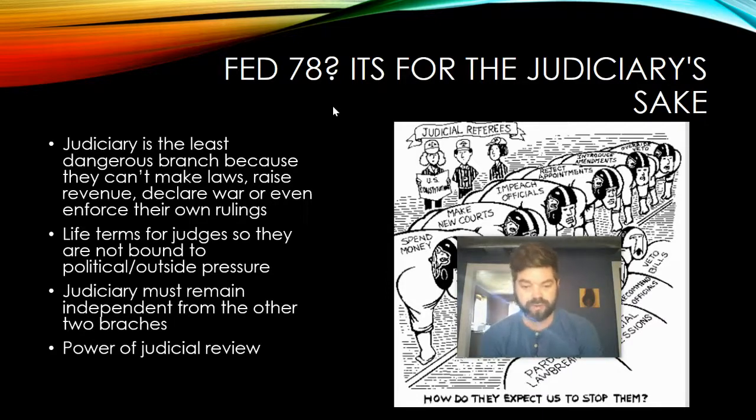On the power of judicial review, in Fed 78 he talks about how the federal judiciary should have the power to review laws and executive actions to determine their constitutionality. Article 3 doesn't create judicial review, although through documents like Fed 78, it's been assumed through precedent that this was a power intended to be given to the judiciary of the United States.